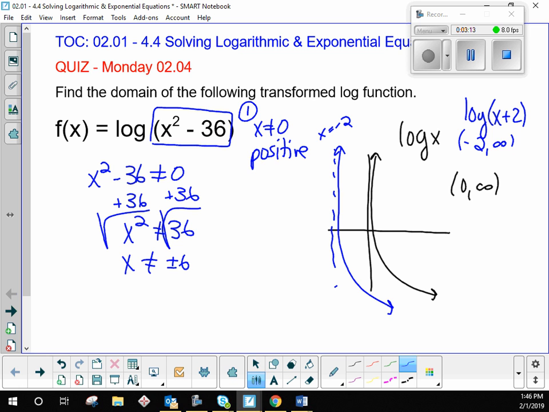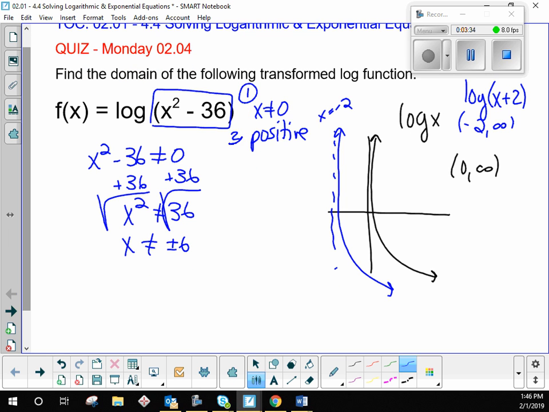So far I know that of all the possible x values in the world, at a minimum, positive 6 would be bad, because if I put positive 6 in here, what do I get? 36 minus 36, which is 0, and I can't do log of 0. And negative 6 would be bad. But I need to figure out what other numbers are bad. And the way I do that, so that's the second part, where we figure out which x values, if I plugged them in here, would keep this a positive output, would be a positive value.